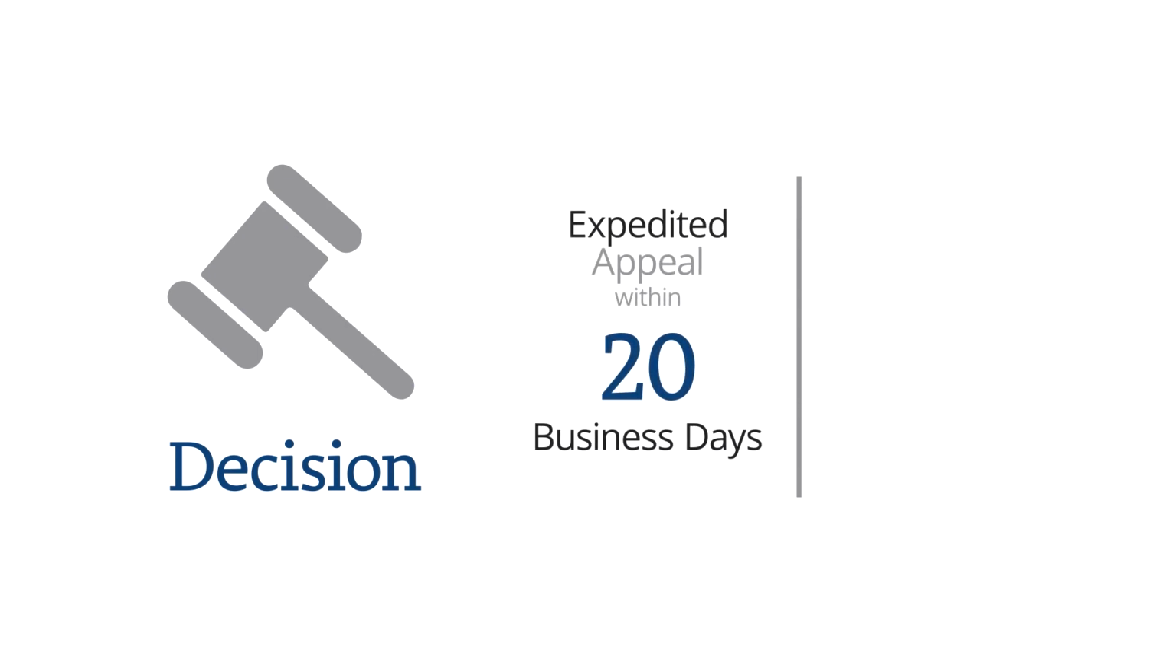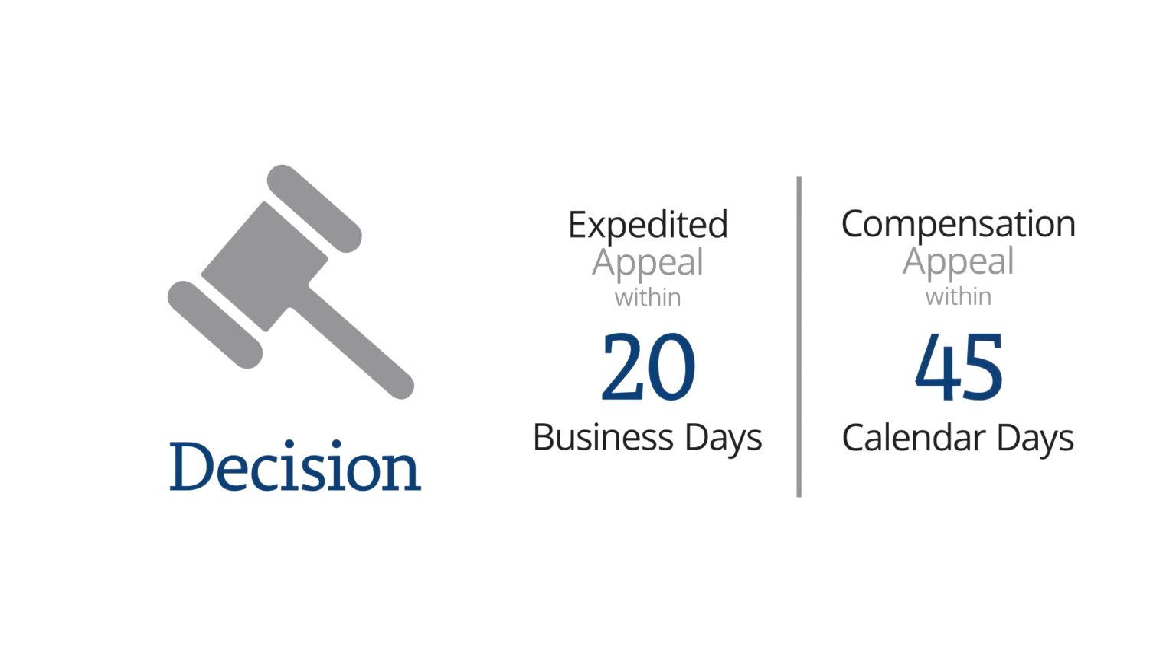The appeals board is required to decide expedited appeals within 20 business days from the date the record is received on appeal or from when the oral argument is held, whichever is later. For a compensation appeal, the time is a little longer, allowing up to 45 calendar days for a decision.